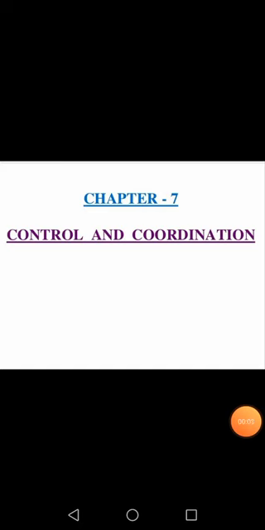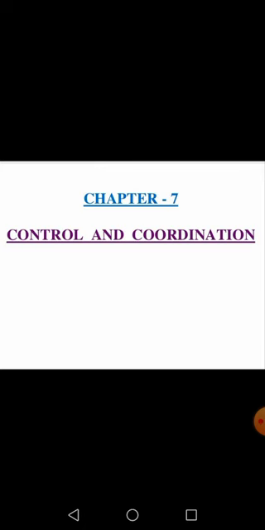Good morning, students. Today I am here to discuss a new chapter, and the chapter is control and coordination. This is the second chapter of biology of class 10th. Here in this chapter, we have to discuss a lot of topics and concepts which are associated with control and coordination of various body organs in respect of the environment.